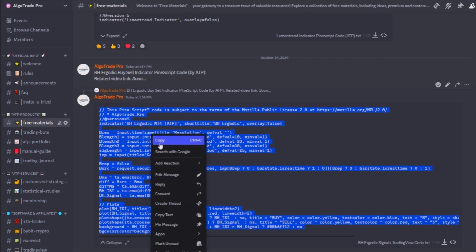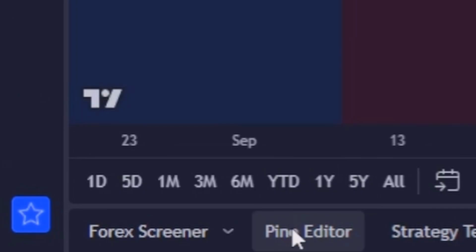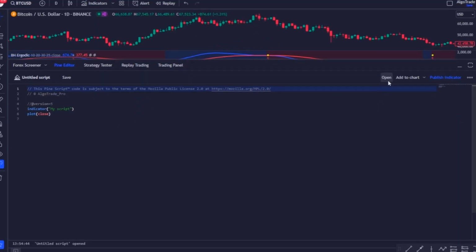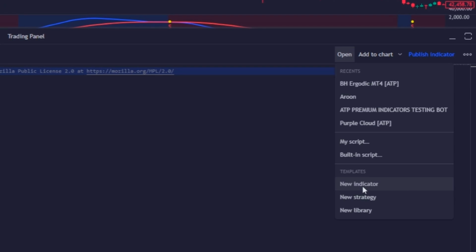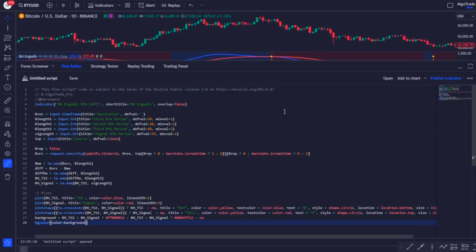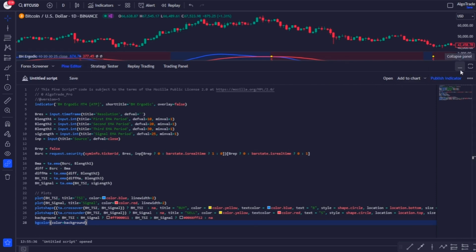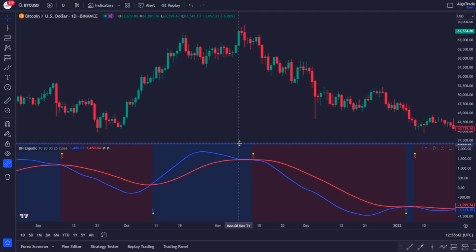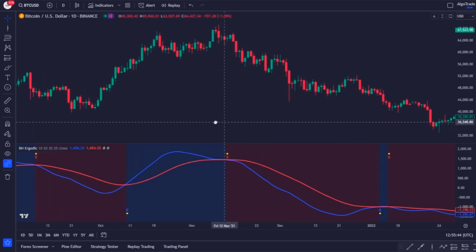Open up the note, copy the code and then on TradingView click on the Pine editor, then on Open, select New Indicator, paste the code and save it. Finally, click on the Add to Chart option and that's it. Now you have the BH Ergodic indicator on your charts.